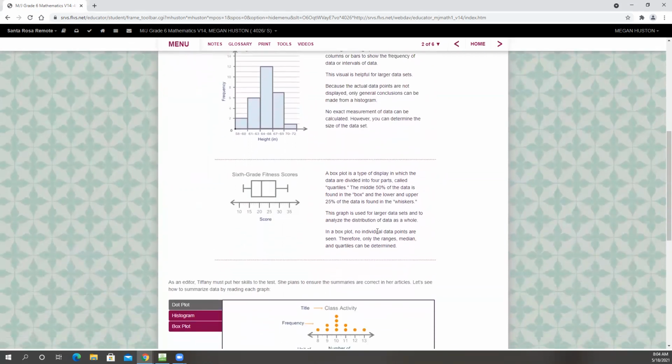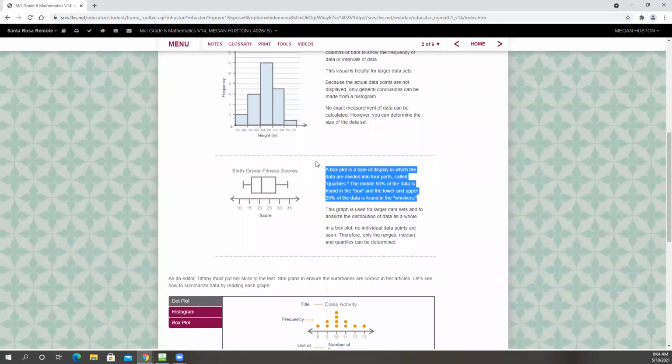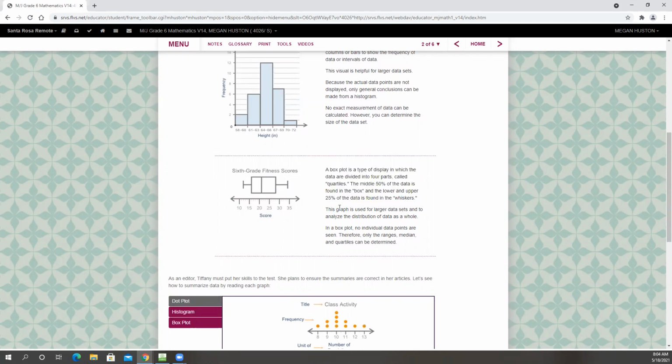The last one is a box plot or a box and whisker plot. A box plot is a type of display in which the data are divided in 4 equal parts called quartiles. Remember, each quartile represents 25%. So the middle 50% found in the box is 50%, okay? And then the lower and upper 25% is found in the whiskers. So this is 25%, 25%. Remember, each part, though, is also 25%. So 25, 25, 25, 25 to give you that 100% total.